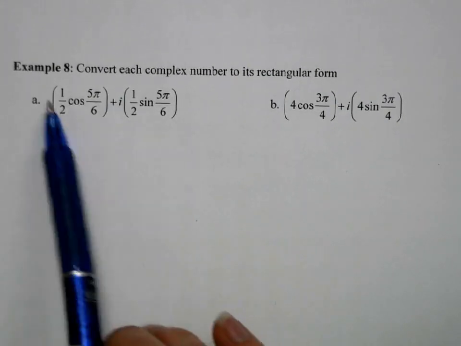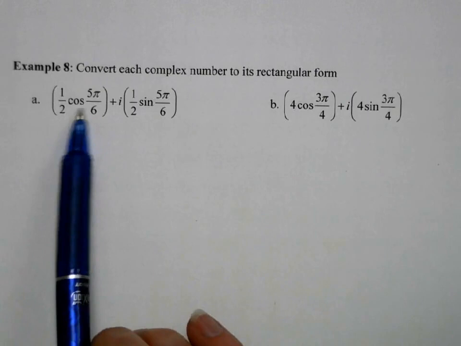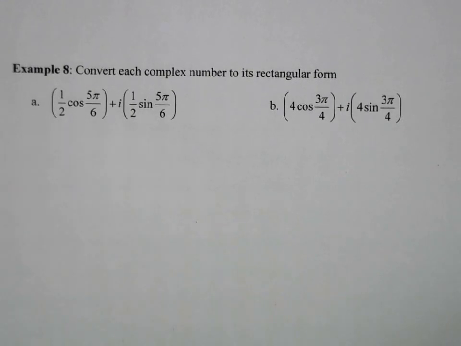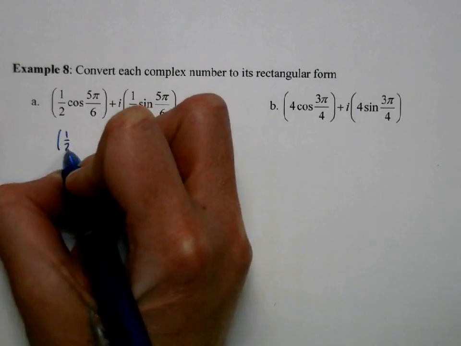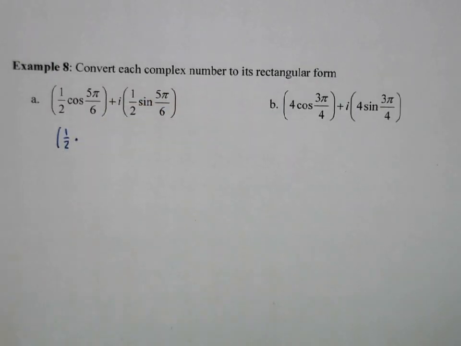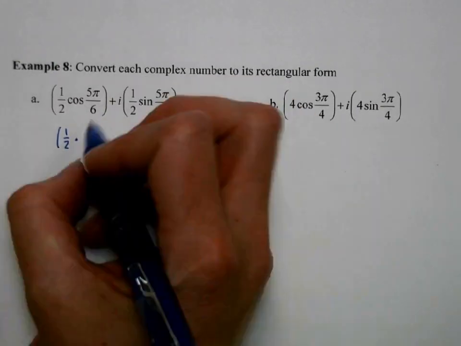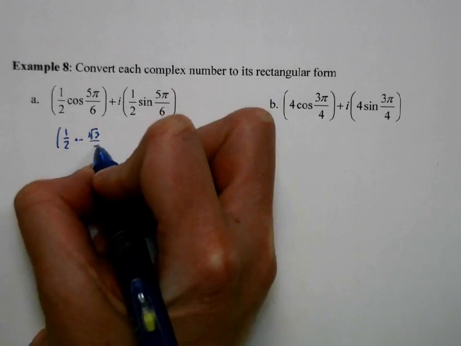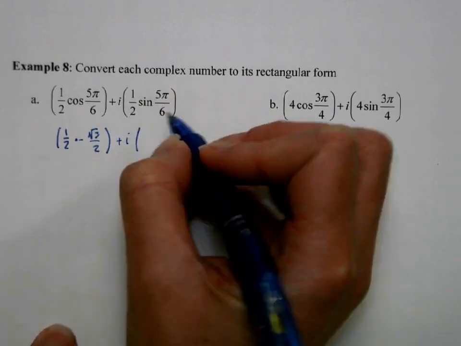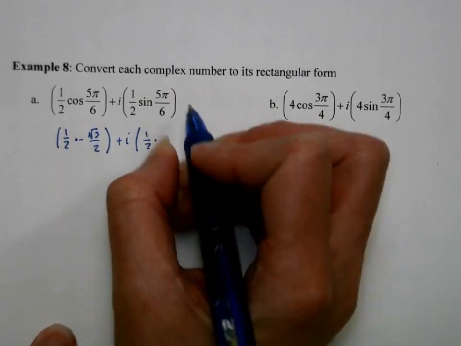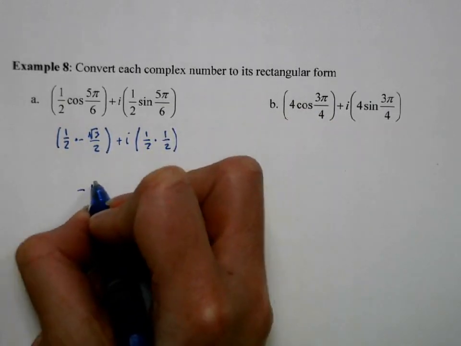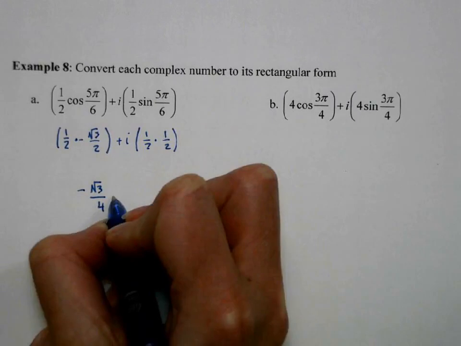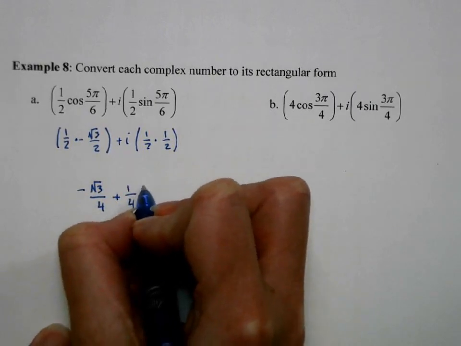But we can simplify. This is going to be 1/2 the cosine of 5 pi over 6. Our x value there is negative root 3 over 2. The y value is 1/2. So if I simplify this, I get negative root 3 over 4 plus 1/4 i as the rectangular form of the complex number that's written in polar form.